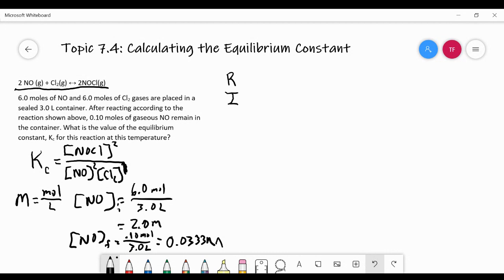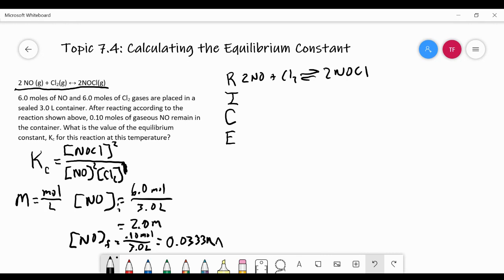R stands for the reaction that's taking place. I stands for the initial concentrations. C stands for the change in concentrations. And E stands for the equilibrium concentrations. So our reaction, I'm just going to rewrite the reaction here. 2 NO plus Cl2 forms an equilibrium with 2 NOCl.